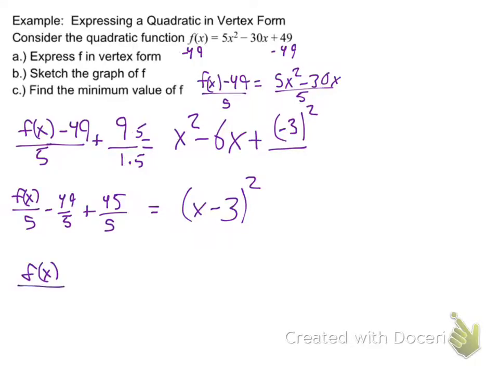So f of x over 5 is minus what? It's negative 49 plus 45. So it's 4/5 equals x minus 3 squared. Two steps left. Now I just have to solve for f of x.